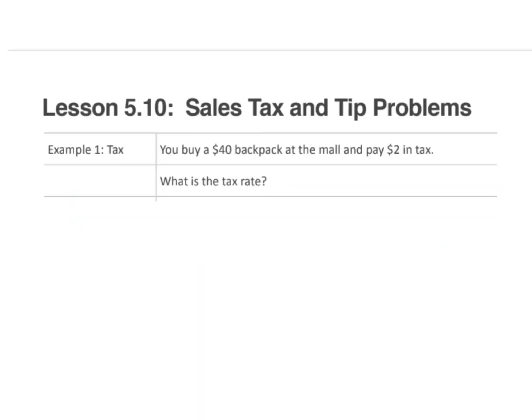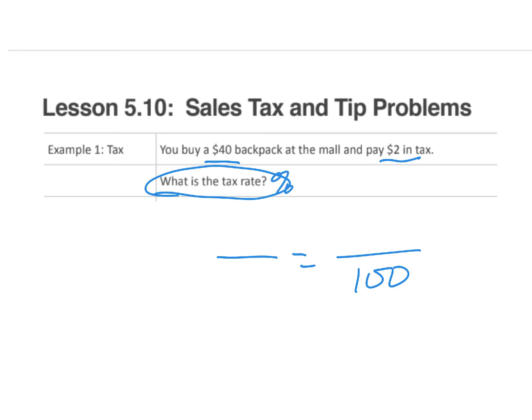So our first problem, we're going to set up our percent proportion because that part doesn't change. We're going to buy a backpack for $40 at the mall and we're going to pay $2 in tax. I want to know what the tax rate is, and that's a percentage. This is what we're finding out is the percent. So the total, the whole thing is $40 and we pay just part of it in tax. So we pay $2 in tax.